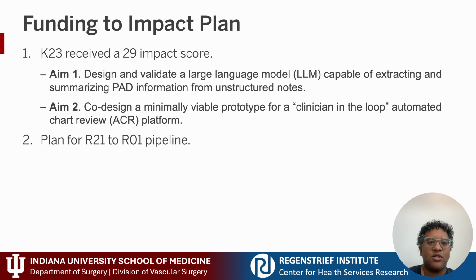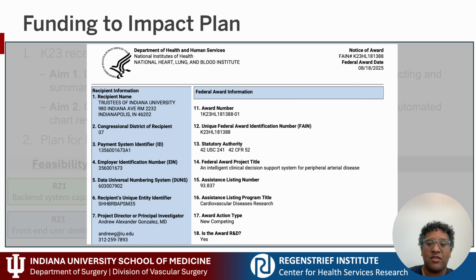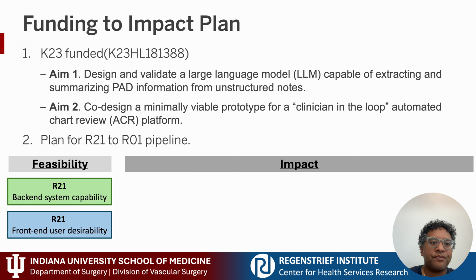I got a K23 that received a great impact score, and this actually ended up getting funded. So based on this funding, I'm using this as my preliminary data and building infrastructure, what have you, so that I can carry out the aims of this grant as well as build on these aims to be able to submit future bigger grants for more money.